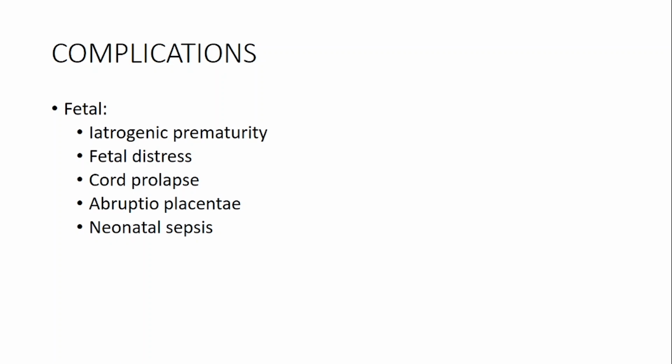There are some fetal complications that may follow induction of labor. The first is iatrogenic prematurity, and that is the major complication involving the fetus. If maturity is not well determined, if the last menstrual period and the gestational age are not ascertained adequately, you can induce a premature labor, and the baby will face all the complications of prematurity.